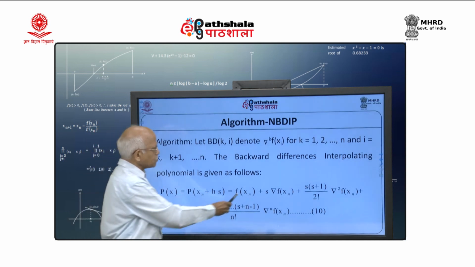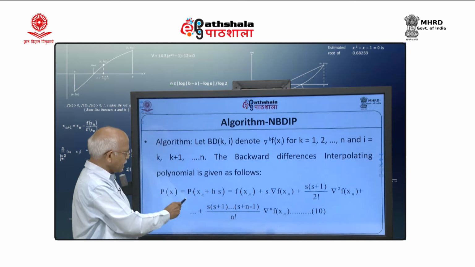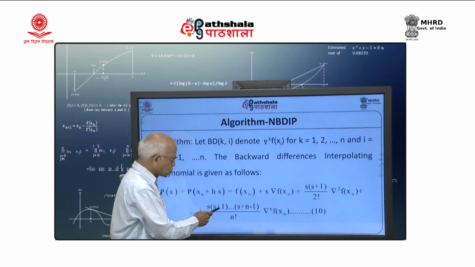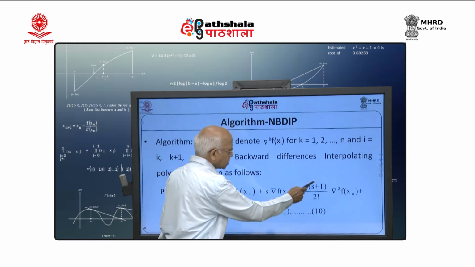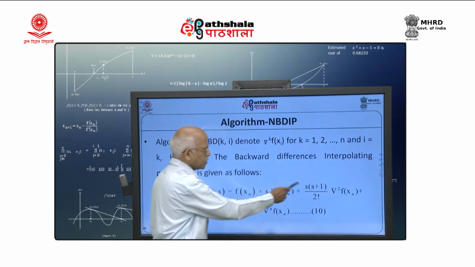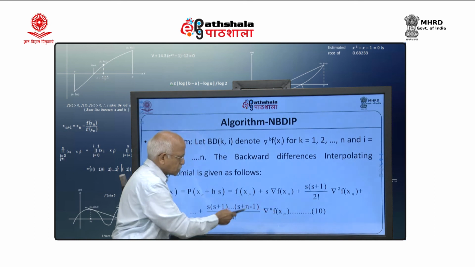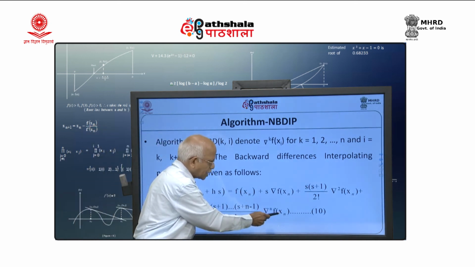So, that is what I am computing, and then my backward difference interpolating polynomial will be given by this formula. Here you can see that the last term is s into s plus 1 up to s plus n minus 1, upon n factorial. The second term will be s into s plus 1 by 2 factorial, and the coefficients are nothing but the backward differences. And these backward differences are evaluated at the last node, that is x n.